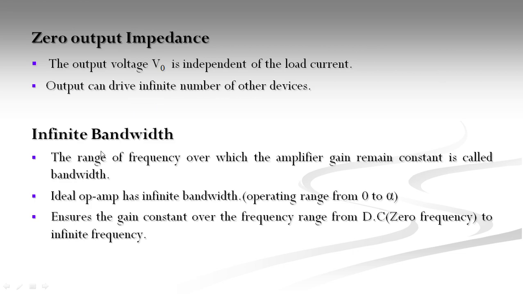Our next characteristic is infinite bandwidth. Bandwidth is nothing but the range of frequencies over which the amplifier gain will remain constant. For the ideal operational amplifier, since the bandwidth is infinity, the operational amplifier will give a constant gain over the range of 0 to infinity. So this ensures that the gain is constant from 0, which is nothing but a DC voltage level, that is 0 frequency, to infinite frequency. This condition means the op-amp can be operated with both AC input as well as DC input.